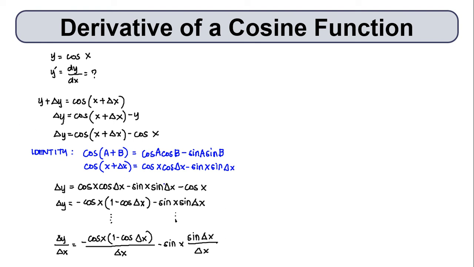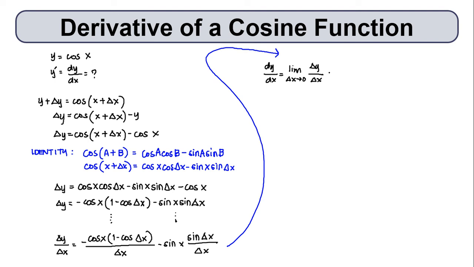And now we are ready to get the limit, no? So para makuha natin dy/dx, it is equal to the limit as delta x approaches 0 ng delta y over delta x. And in this case, we now have the limit as delta x approaches 0 ng, sa first term natin, negative cosine ng x times 1 minus cosine delta x all over delta x, right?